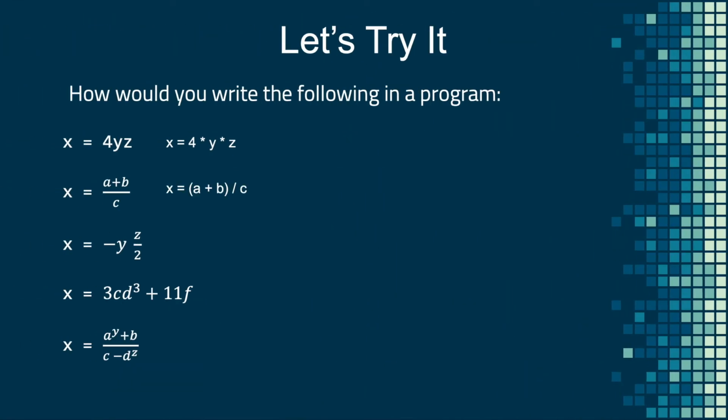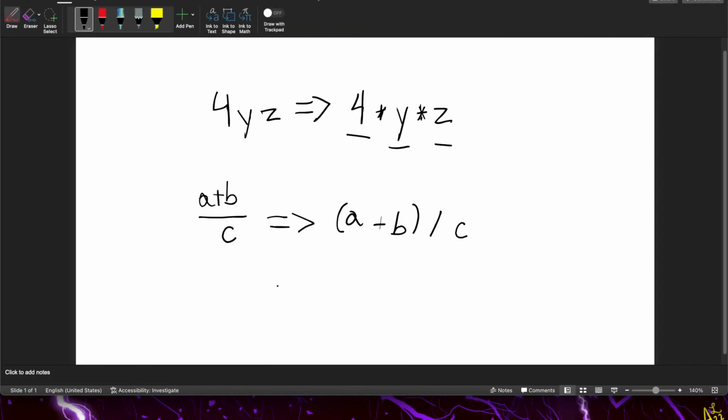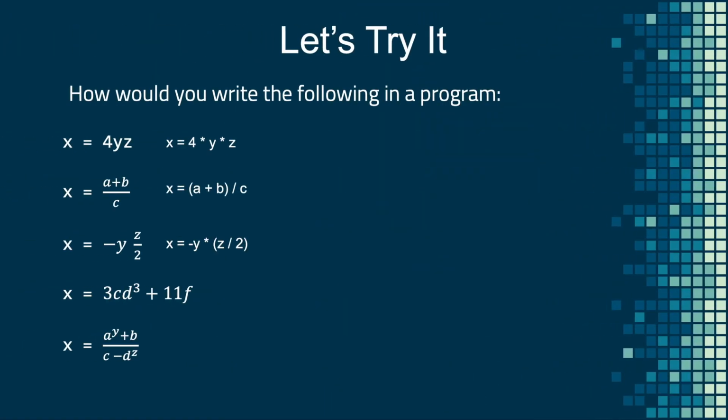After that, we have negative y times z over 2. That's going to go to negative y, times parentheses z divided by 2. We want to make sure we do z divided by 2 first, then multiply that by the negative of this variable. So we have a variable and a numeric literal: negative y times star z divided by 2.